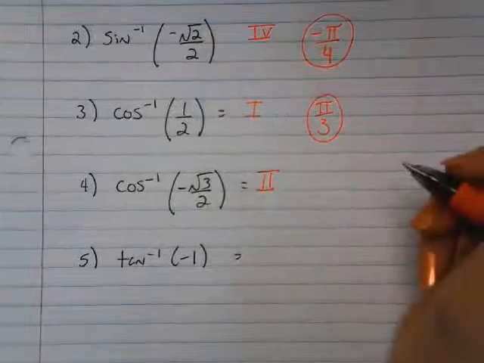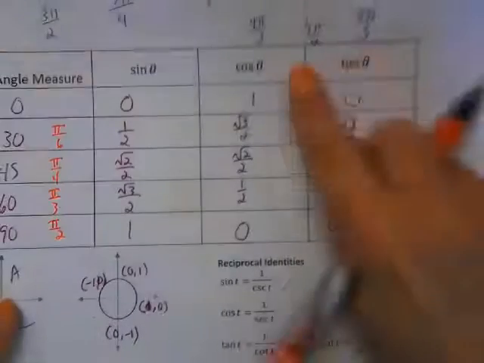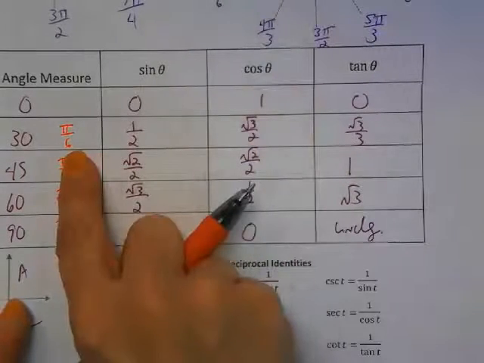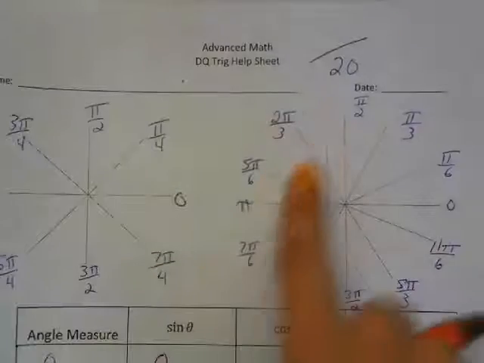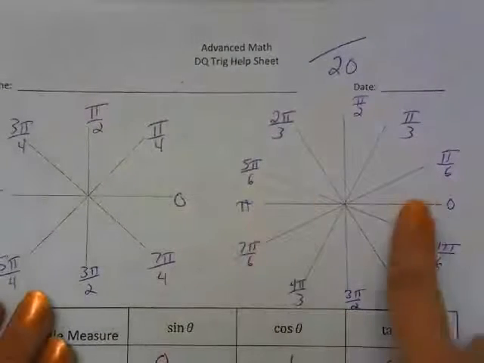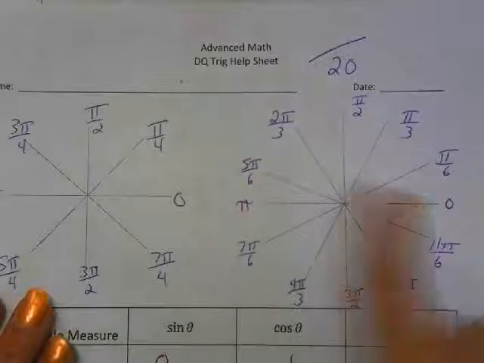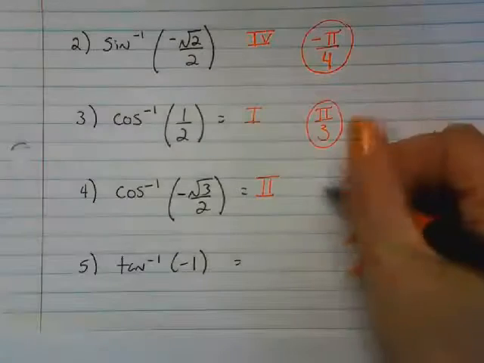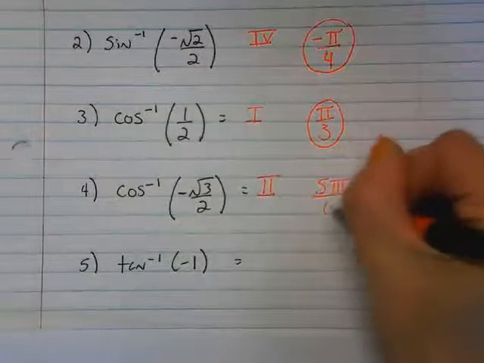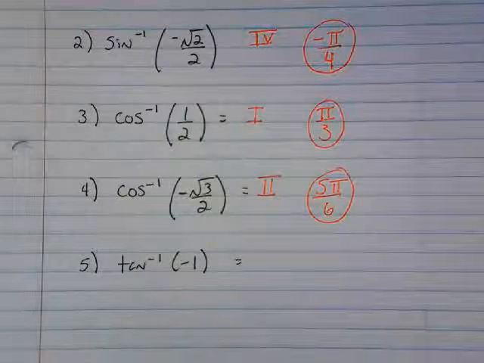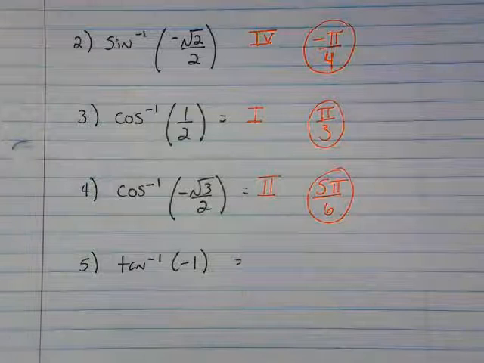So I need you to come to your chart, find cosine square root of 3 over 2, you must be pi over 6. But you are in quadrant 2. Now, is it quicker to go 5 pi over 6 or to go this long way? It's quicker just to go 5 pi over 6. Alright, and I'm going to see if you can get this last one all by yourself, and I'm going to go grab my calculator.